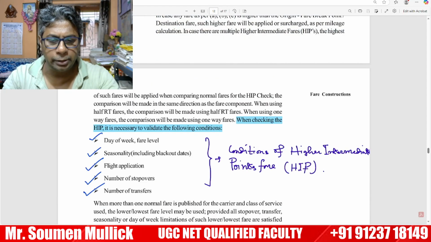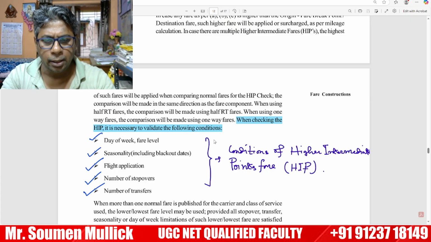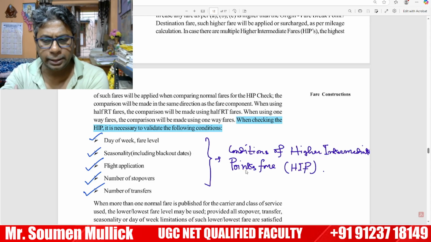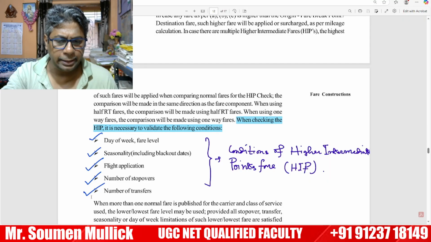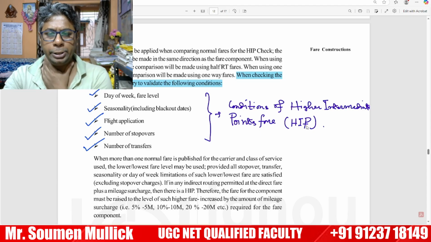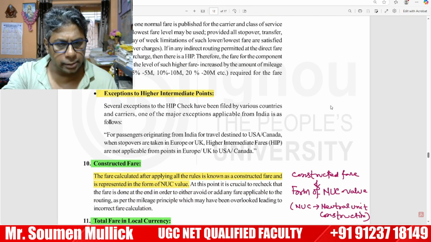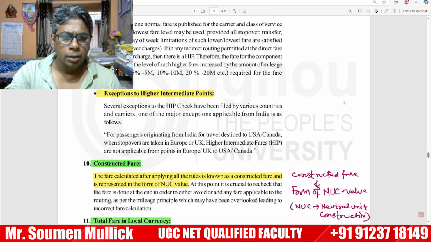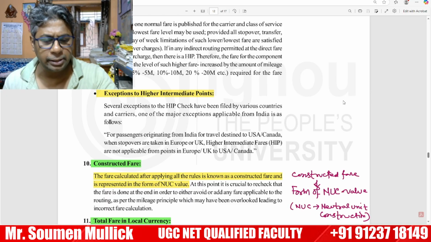So our next point, where checking the HIP is necessary, it is necessary to validate the following conditions: day of week, fare level, condition of higher intermediary point fare, number of stopovers, flight application, seasonality, number of transports. These are the conditions involved with the HIP, higher intermediary point. There are some cases of exemption of higher intermediary point fare. There are several exemptions to the HIP check filed by various countries and carriers.